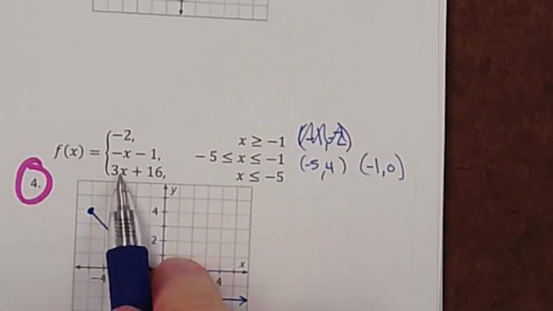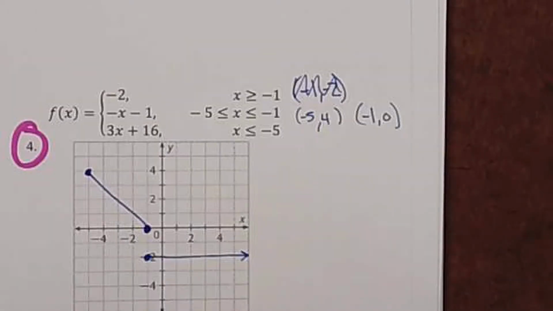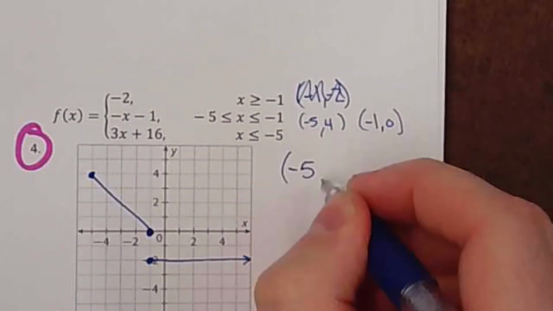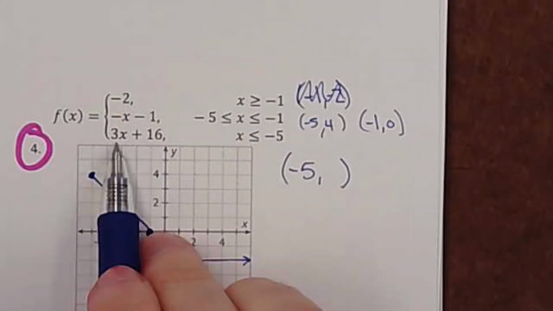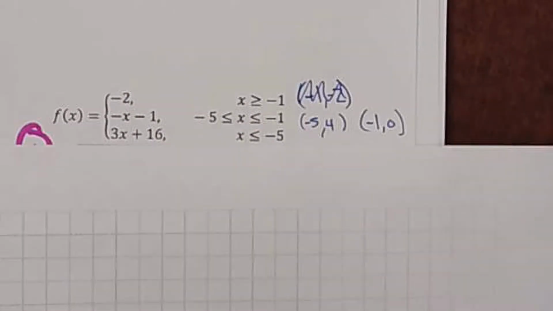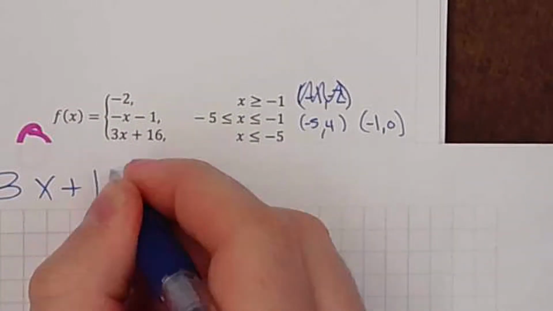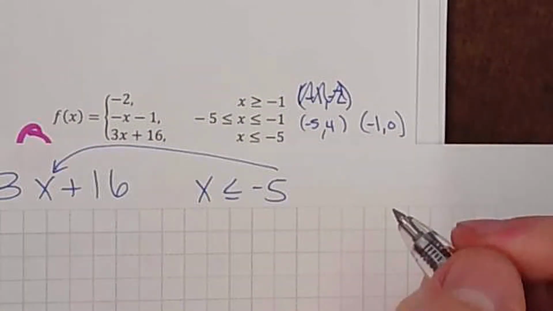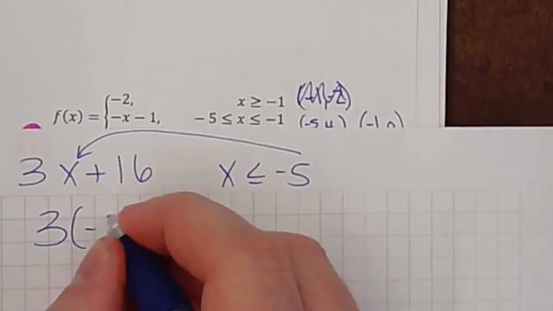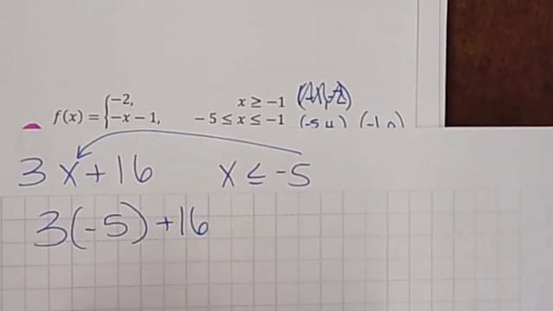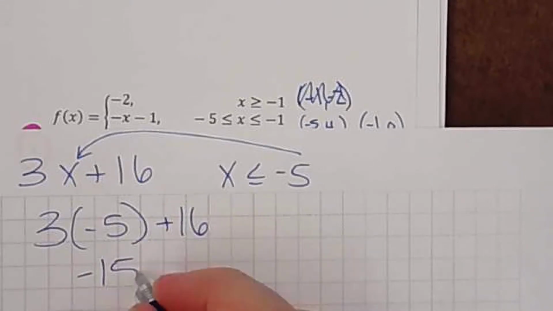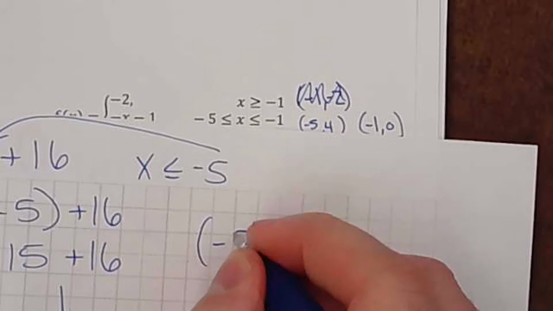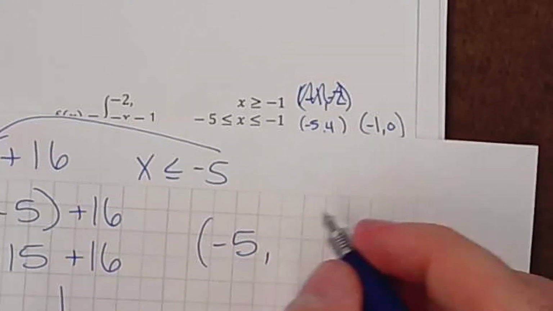So now on to equation 3, the third one. So I only have one number to plug in, so I'm going to plug that in. When I plug it in, I get -5, comma, let's see what happens. 3x plus 16, and I'm plugging in -5. So I do 3 times -5 plus 16. 3 times -5 is -15. If I add 16, I get 1. So I plugged in -5, and I got 1.